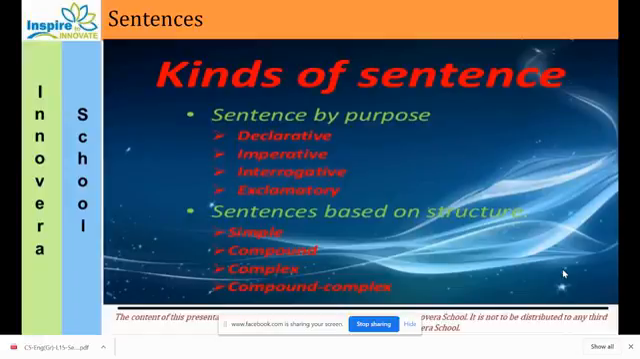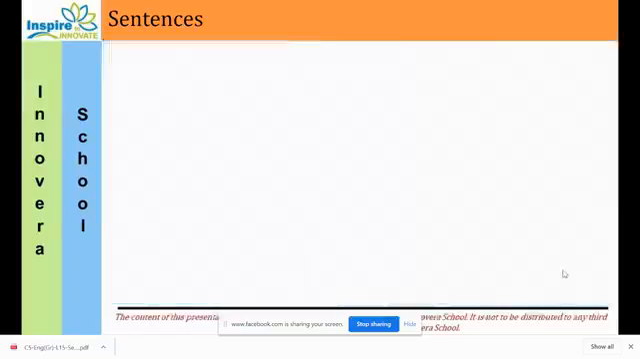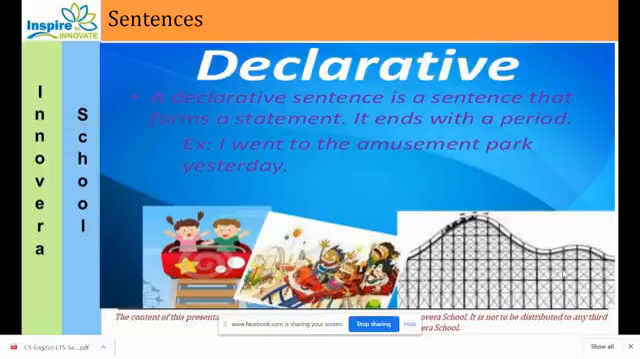For what purpose we are using which kind of sentence. Understood? And then we will discuss a little bit about the different sentence types based on structure. Fine? So now the declarative sentence. A declarative sentence is a statement. Whenever we are telling a general statement, whether it is a universal truth or a general sentence, these are called statements. It ends with a period. Okay. So now what does it mean?